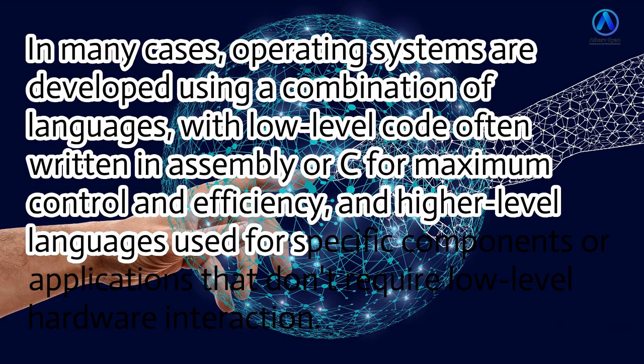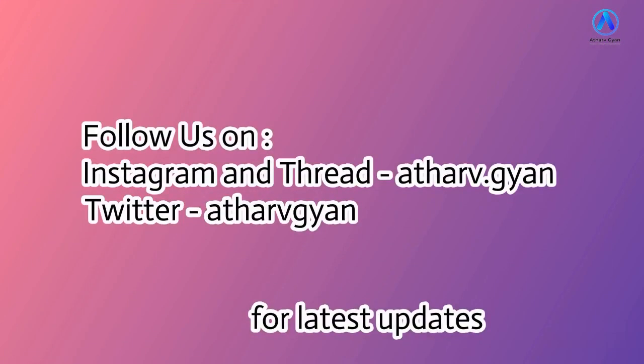In many cases, operating systems are developed using a combination of languages, with low-level code often written in assembly or C for maximum control and efficiency, and higher-level languages used for specific components or applications that don't require low-level hardware interaction.